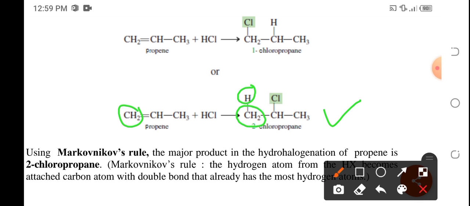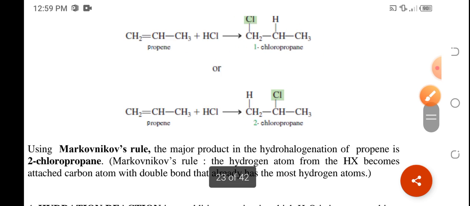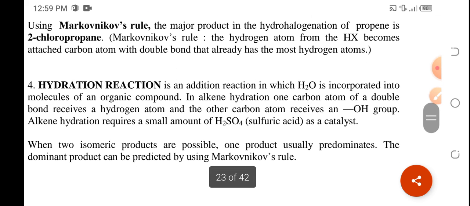So ito daw si 1-chloropropane kasi si hydrogen ay napunta dun sa mas maliit na bilang ng hydrogen. So this one is not the one that predominates. Nevertheless, there would still be two products, but the one that predominates, or yung mas marami, ay si 2-chloropropane.